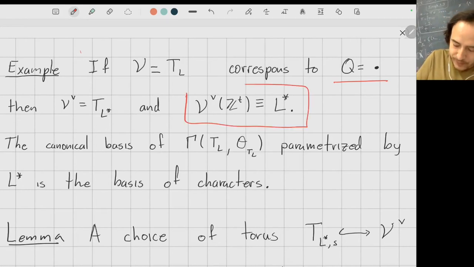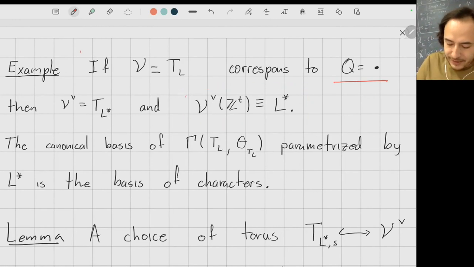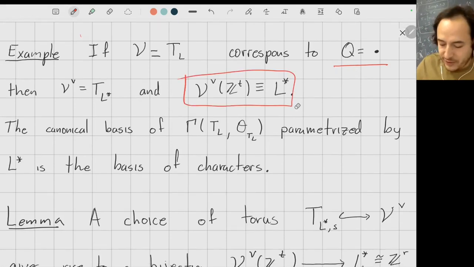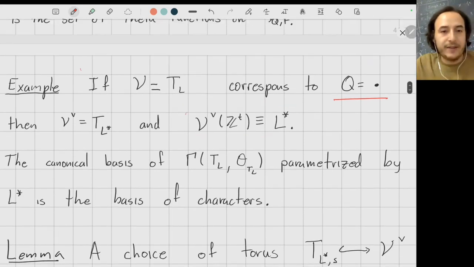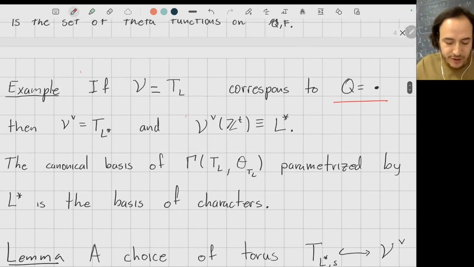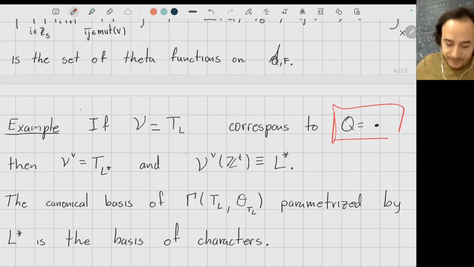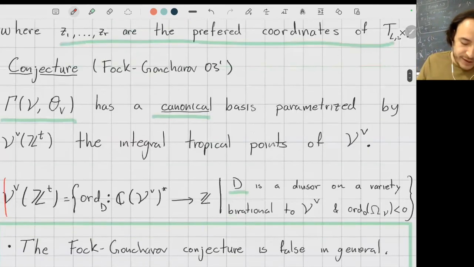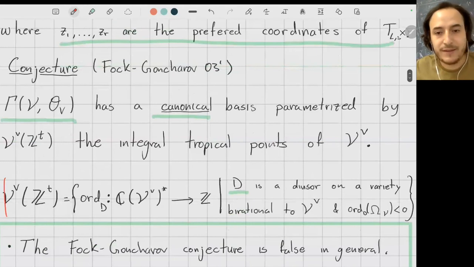They also claim that different tropical spaces like this give a lot of insight about how to think of this tropical space in the general case. So this is like the toric example. So this conjecture in the toric case, or in the trivial case, just corresponds to saying that the torus has a basis of characters, and that the characters are parametrized by the dual lattice.